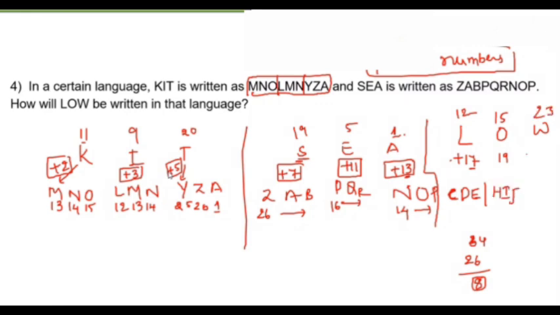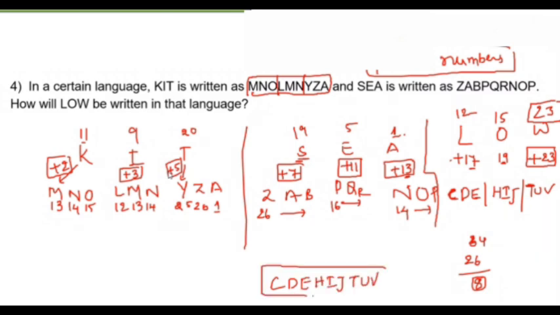This is 23. 17, 19. After 19, what is the next prime number we have? 23. Right, now 23 must be added to 23. That gives you 46. 46 can be written as 26 plus 20. The 20th letter is T. T-U-V. What's your answer? C-D-E-H-I-J-T-U-V should be the correct answer. I hope some of you got this answer.